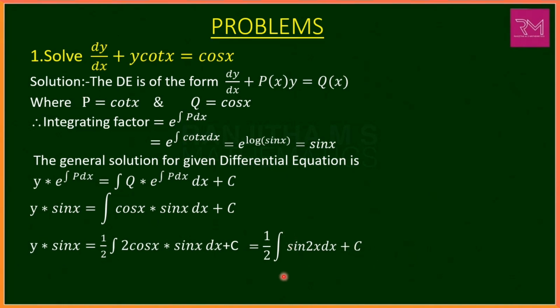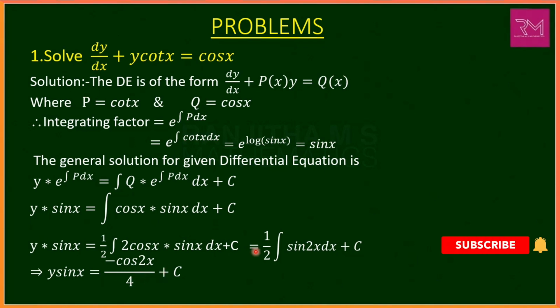Now we know that the integral of sin 2x dx is minus cos 2x by 2. Substituting that value, we get y sin x equal to 1/2 times minus cos 2x divided by 2. Multiplying the 2 and 2, we get 4, hence minus cos 2x by 4 plus some arbitrary constant c. So this is the solution for the given differential equation dy/dx + y cot x = cos x. This completes the problem.